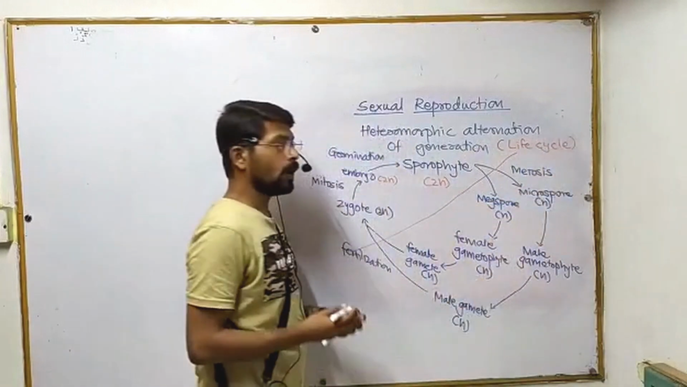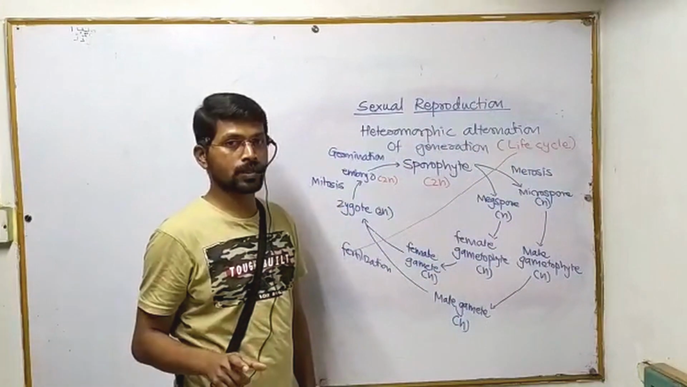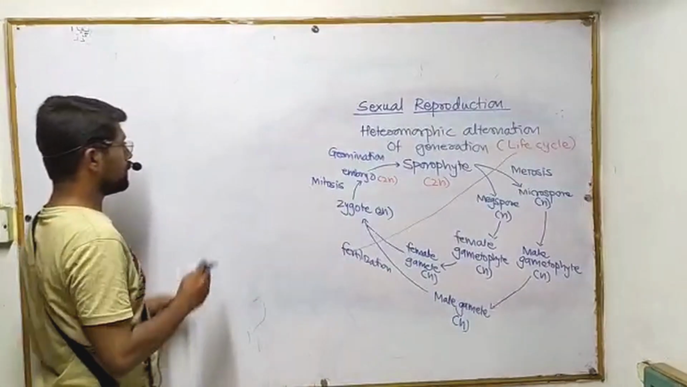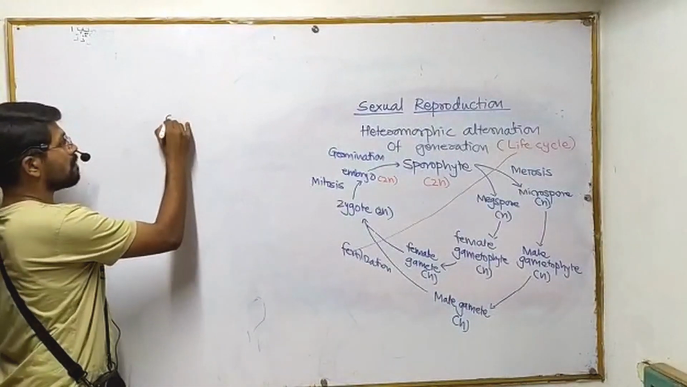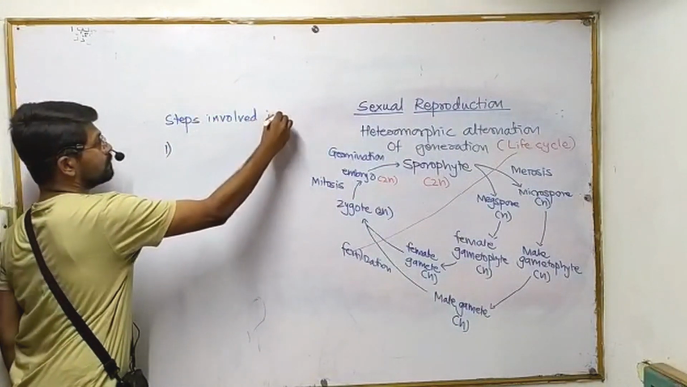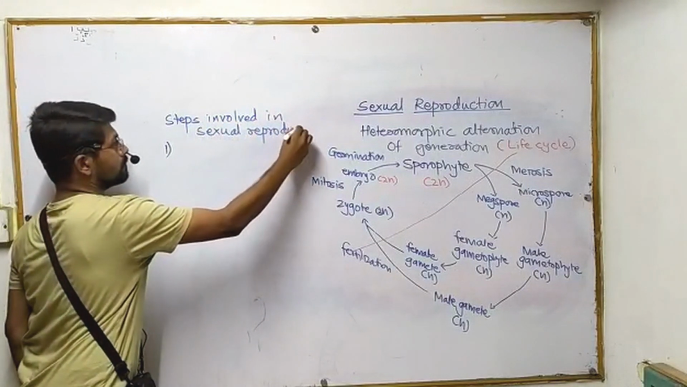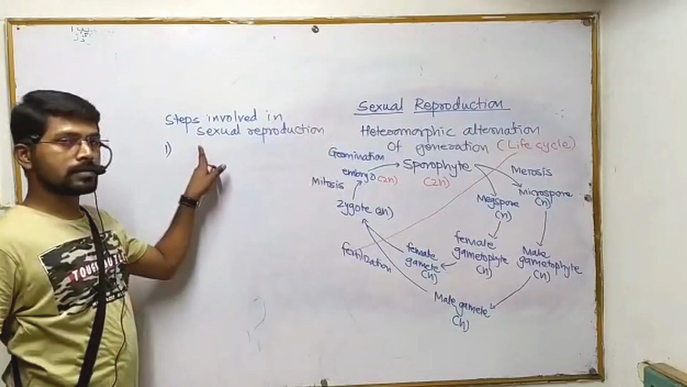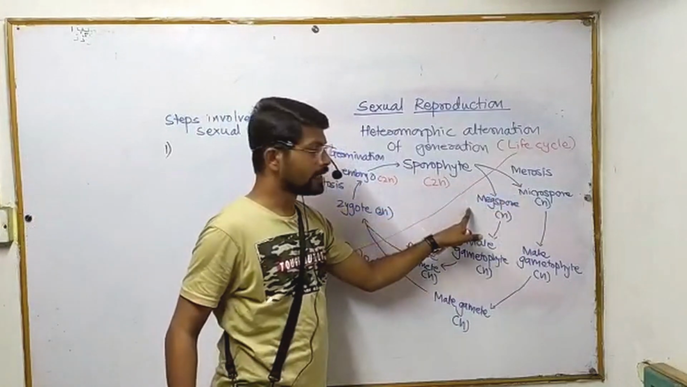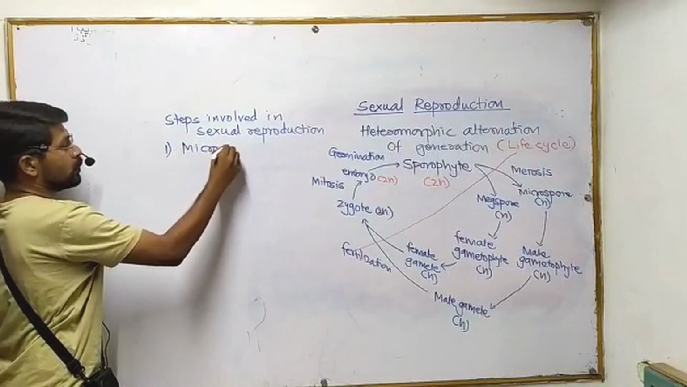On the basis of this diagram, on the basis of the life cycle of the plant, we can summarize the steps which are involved in the process of sexual reproduction. Let us discuss one by one. The first step is... while plants are proceeding for sexual reproduction, they must first form microspores as well as megaspores, and therefore the first step is called Microsporogenesis.